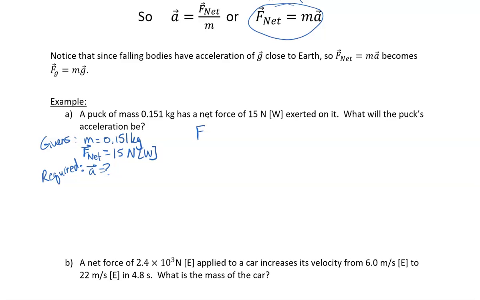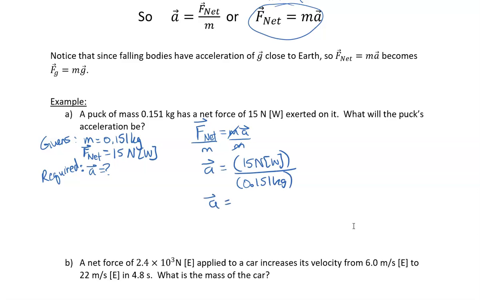So you could start with the equation on the left, but the equation you're going to be given is this one. And so rearranging that, we just divide both sides by m, and that would give you acceleration. So acceleration is the net force, F net, 15 newtons west, divided by the mass of 0.151 kilograms. And we get an acceleration of 99 meters per second squared west.